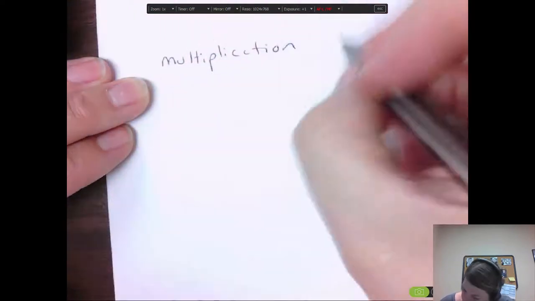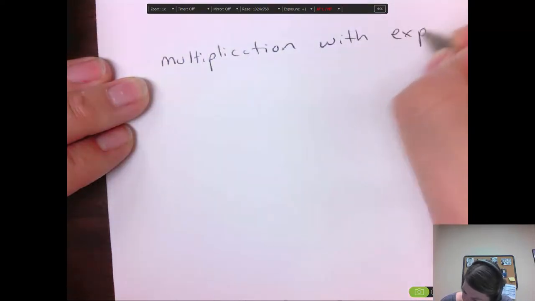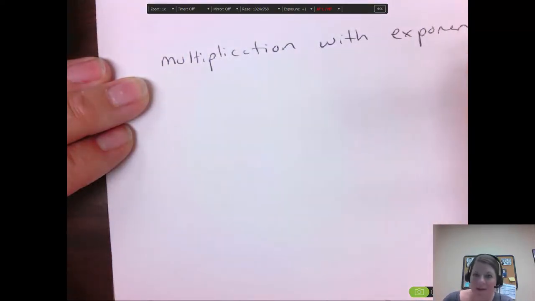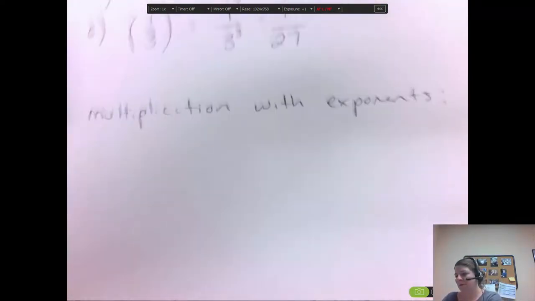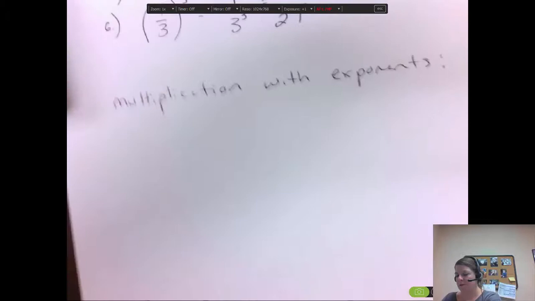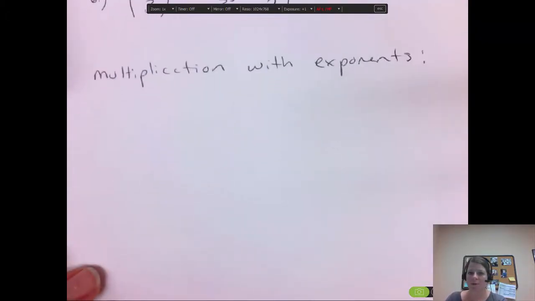So multiplication with exponents. That's kind of what we're covering on this one. I might raise this up a little bit more. I love this new little tool I got this year. Let's see. Ooh, nope, wrong way.